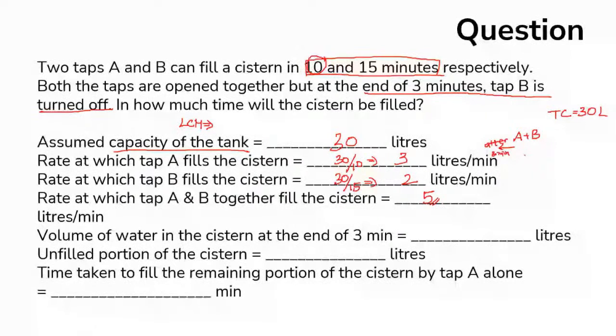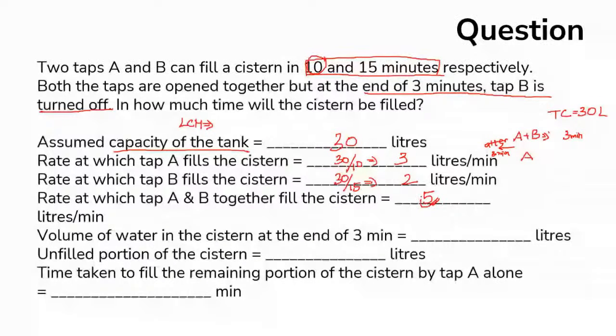So B pipe is turned off, which means A pipe is running. In that case, can we say that these two pipes have been opened for 3 minutes? If these two pipes are kept open for 3 minutes, how many liters would have been filled in the tank? Both the pipes are kept open.